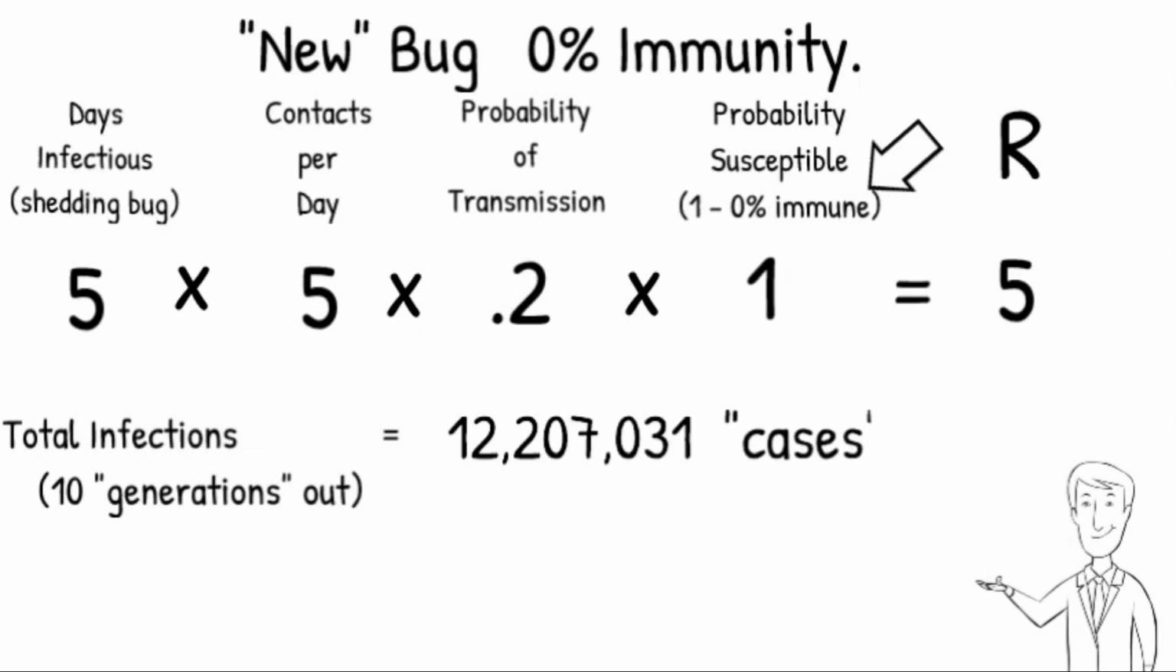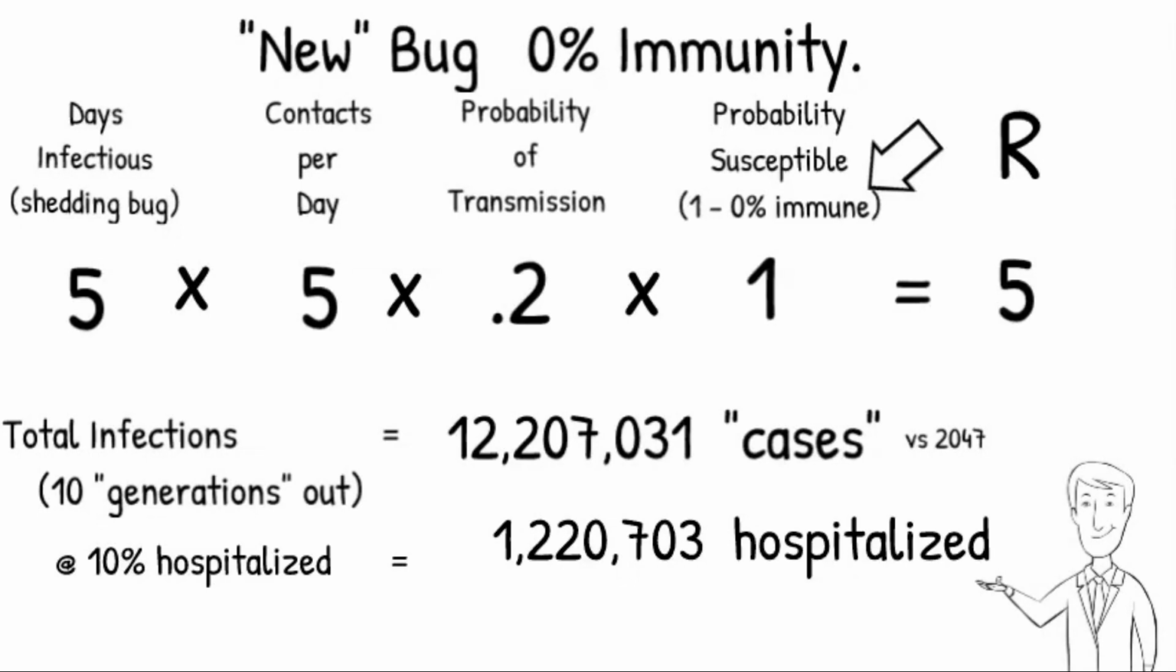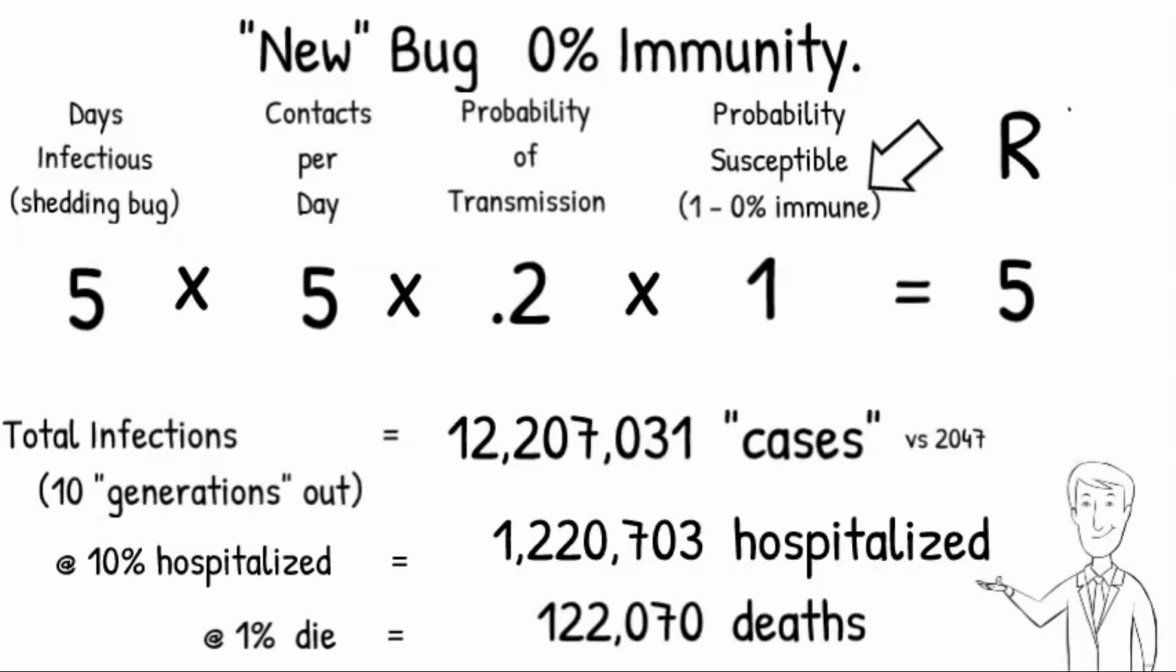12,200,000 new infections or cases. And at 10% hospitalized, that's 1.2 million hospitalized. And at 1% death among those infected, that's 122,000 deaths, all because of this new R of 5, all because nobody's immune to it. So that R, when nobody is immune to it, is referred to as R naught, or R sub-zero, meaning at time zero, how many new cases are created per existing case. In this case, given the fact that nobody's immune to it.